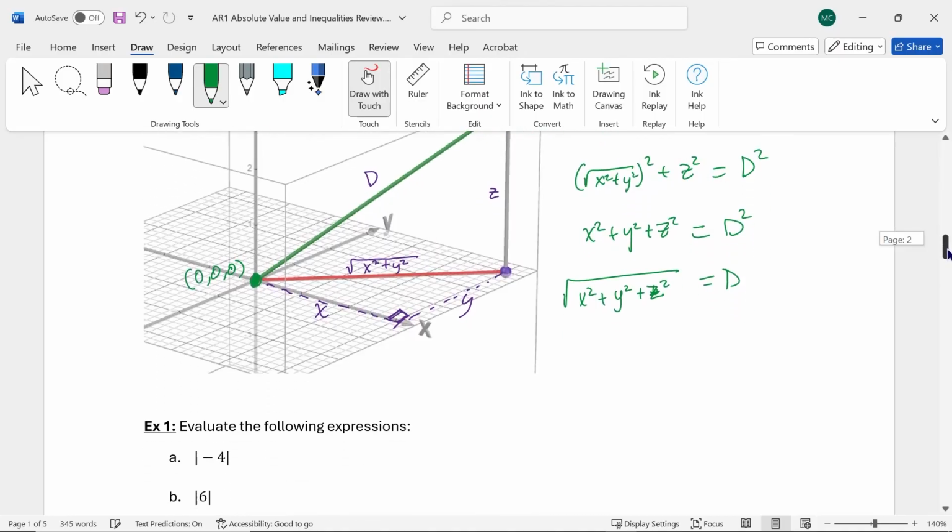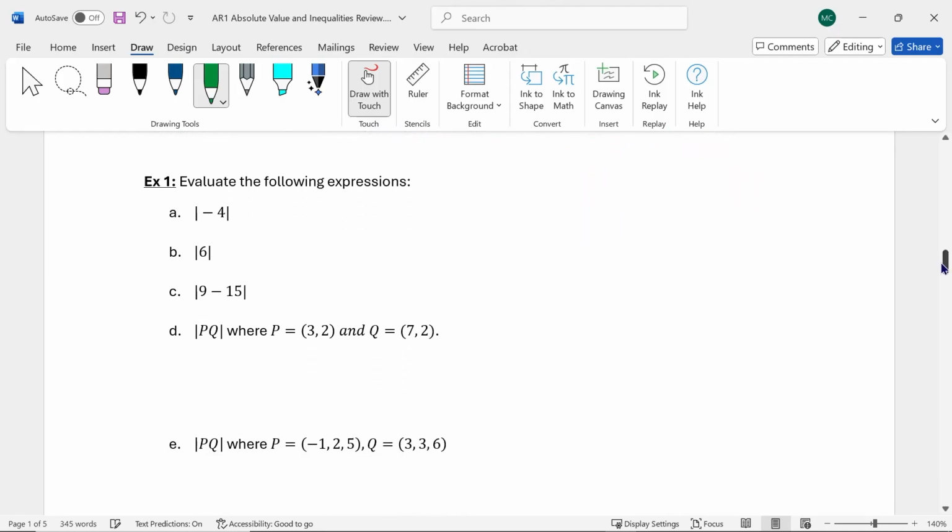Okay, so let's go ahead and work through some problems. We've got the absolute value of -4. Well, our piecewise definition says this is -(-4). That's 4. The absolute value of 6 is just 6. The absolute value of 9 minus 15 is the absolute value of -6, which is -(-6), which is +6.